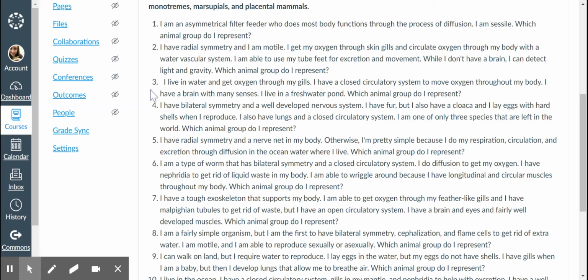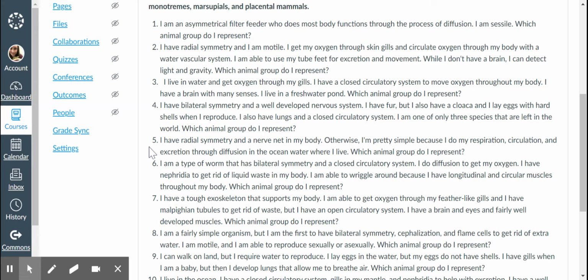Number three, I live in water and get oxygen through my gills. I have a closed circulatory system to move oxygen throughout my body. I have a brain with many senses. I live in a freshwater pond. Which animal group do I represent? Number four, I have bilateral symmetry and a well developed nervous system. I have fur, but I also have a cloaca and I lay eggs with hard shells when I reproduce. I also have lungs and a closed circulatory system. I am one of only 3 species that are left in the world. Which animal group do I represent?